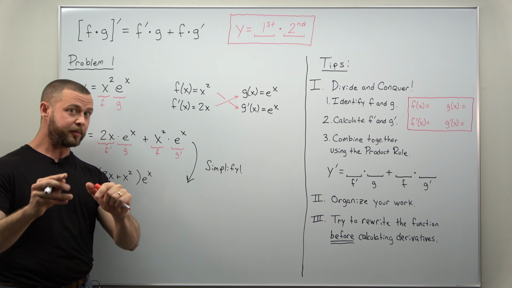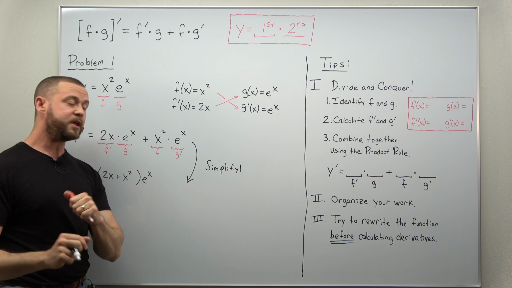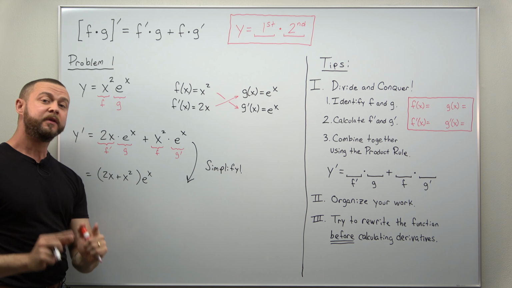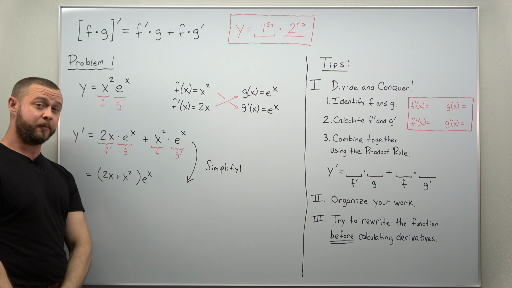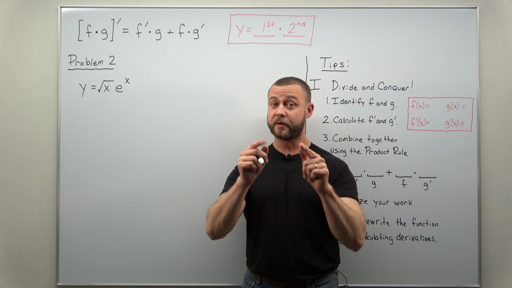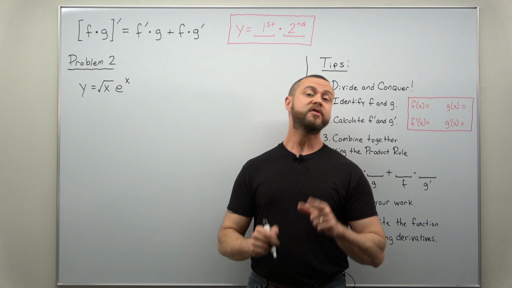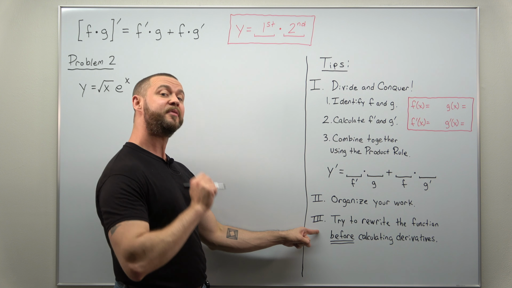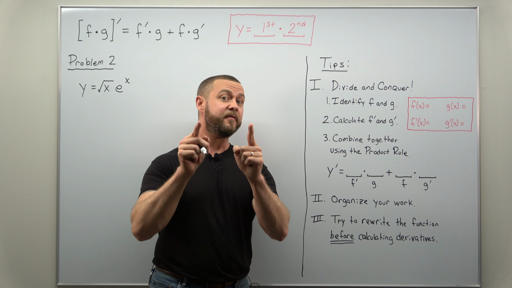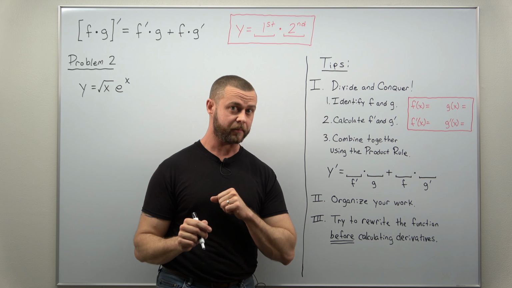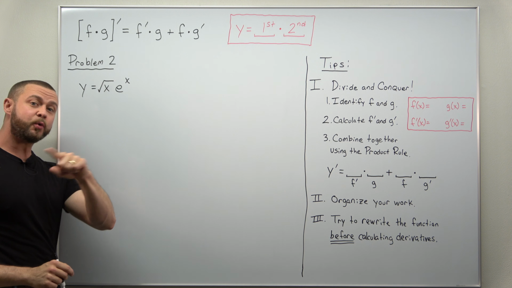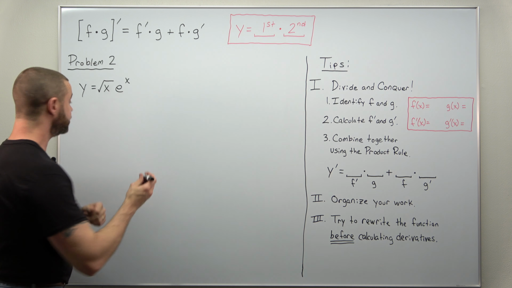All right, this problem, again, very straightforward. The point here was just to understand how we apply the product rule. Let's go ahead and get to problem 2. Problem 2 is very similar to the first problem, but it's going to be a good example to show tip 3. You might have an easier time calculating your derivative if you first rewrite the function. And here, the only thing we can really do is rewrite the square root of x as x to the 1/2 power.